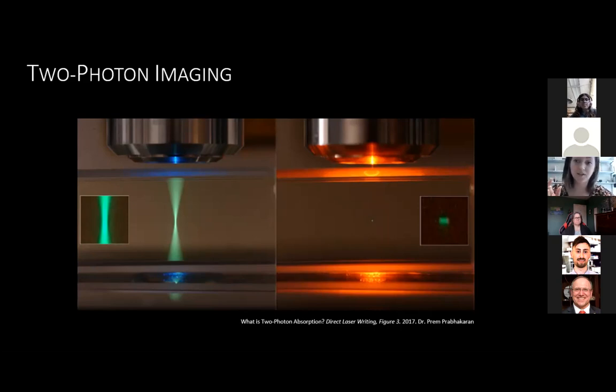And the combination of the energy of those 2 photons at the same time is actually equivalent to an excitable photon in a shorter wavelength. So for example, if you wanted to excite a green fluorescent molecule, that's about 488 nanometers in green light, you could use 2 photons of infrared light to excite that one fluorophore.